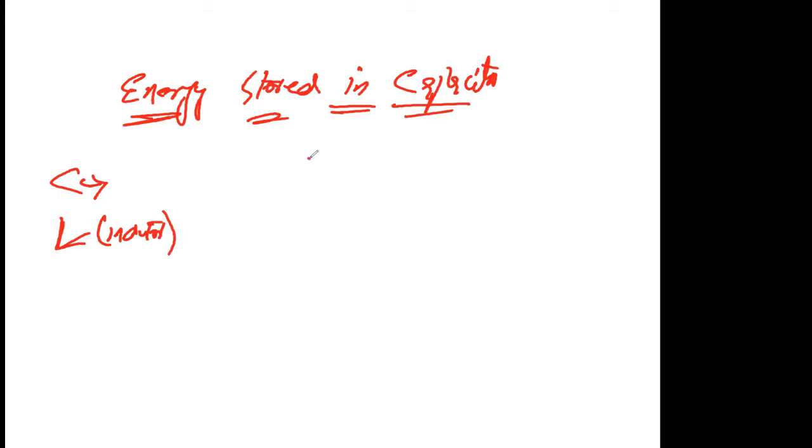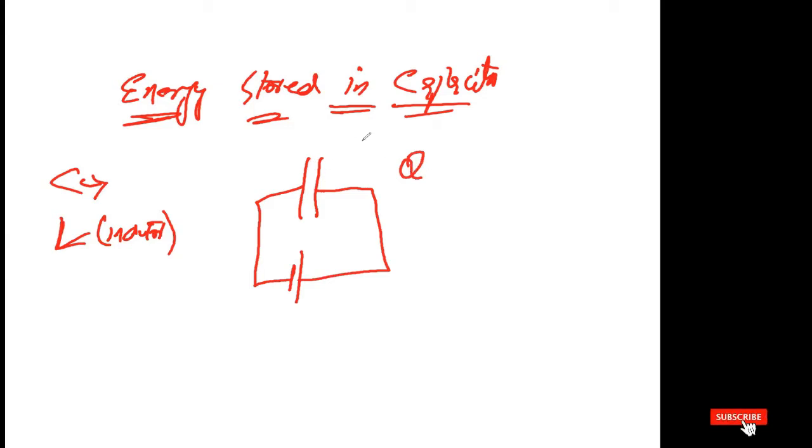So let's say this is the capacitor, and this is the supply voltage. Let's say charge Q is deposited on this capacitor, and the capacitance of this capacitor is C, and the voltage which I supplied from this voltage source is V. The relation between these three is: Q is equal to the product of capacitance and voltage source.